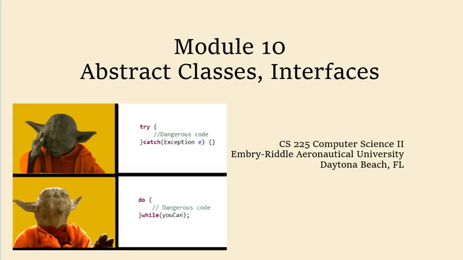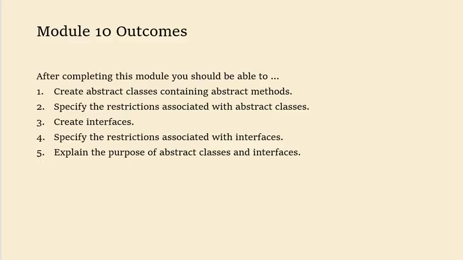And this is the lecture for Module 10, Abstract Classes and Interfaces. This is the last module that we have out of the textbook for the course. And this basically expands upon the notion of inheritance that we've talked about before. It refines it a little bit and provides some different ways that you can think about it and different ways you can implement in your code design.